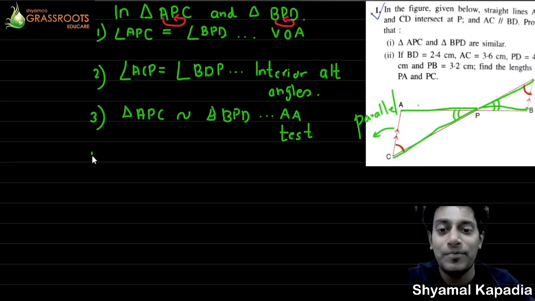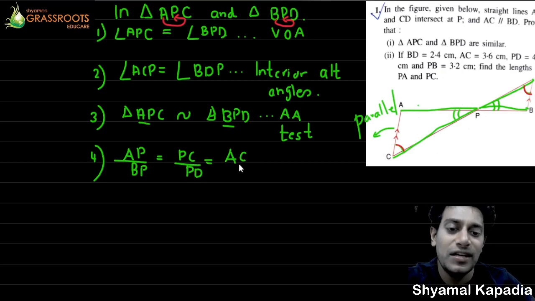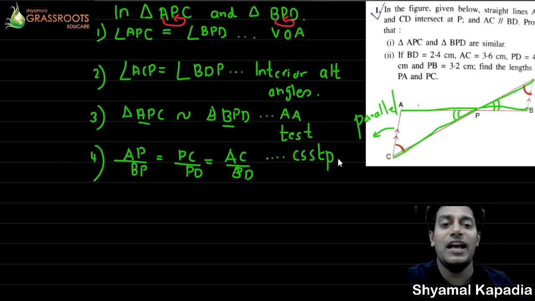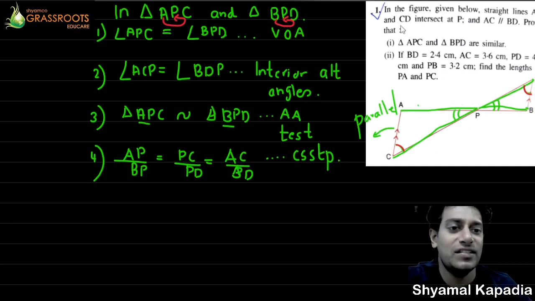Acha, after this, the step which I have requested you all is this AP upon BP, the katha. AP upon BP is equal to PC upon PD is equal to AC upon BD, sorry. And the reason is katha. Katha matlab CSSTP. Every statement has a reason, right? And after this, now I read the sum. Okay. First, you prove that the triangles are similar. So we are done with that. So the first part has been accomplished very successfully.